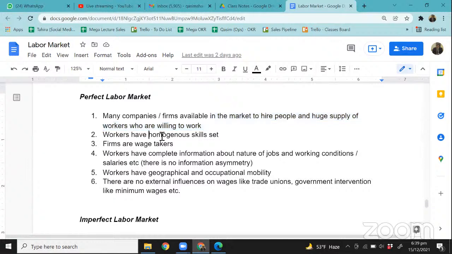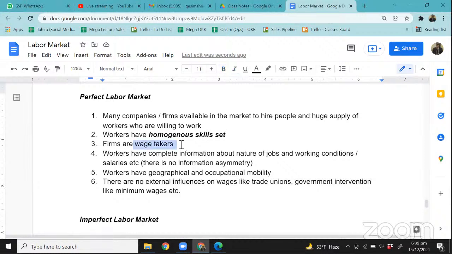Then workers have homogeneous skill set. What it basically means is that they have similar skills. So you will not see a lot of variation when it comes to the skills that people possess, right? So they are quite similar. So whether a company hires Qasim or whether a company hires someone else, there won't be any huge difference, right? Then firms are wage takers.